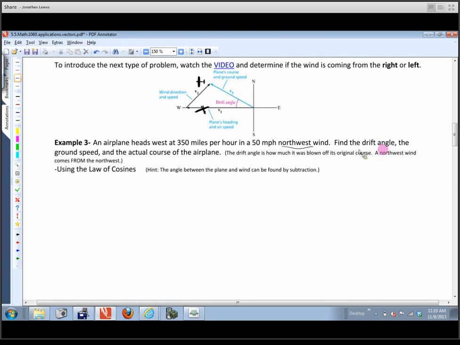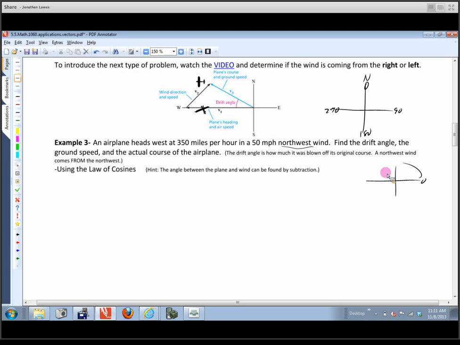Find the drift angle, in other words, find out how much it's been blown off course, the ground speed, and the actual course of the airplane. And remember, when we're dealing with problems like this, we've got to keep straight that north in this system would be 0, south would be 180, this is 90 for east, and this is 270. But when we do the calculations, we're still working with our angles from standard positions. So this would be 0 and going that way. So when we're given measurements, we've got to make sure that we make that transition properly.